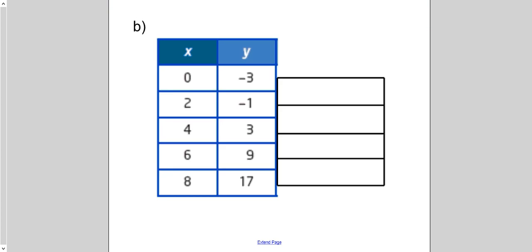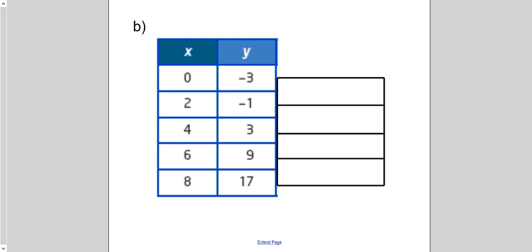Okay, here we have this example. So the first thing we're going to do is check our x's. Are they increasing or decreasing by the same amount is the first question you want to ask yourself. And I can see here it goes 0, 2, 4, 6, and 8. So they're going up by 2s, which is good. And are they in order from least to greatest? And they are. So we can examine our y values then. So let's take a look at these y values and figure out if we have a linear relation.